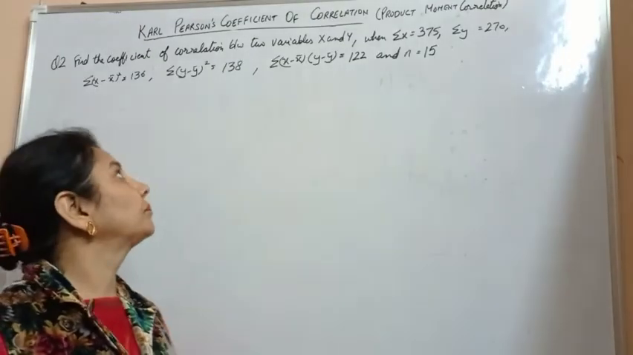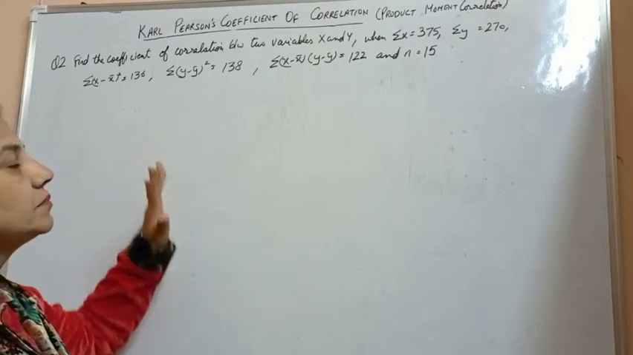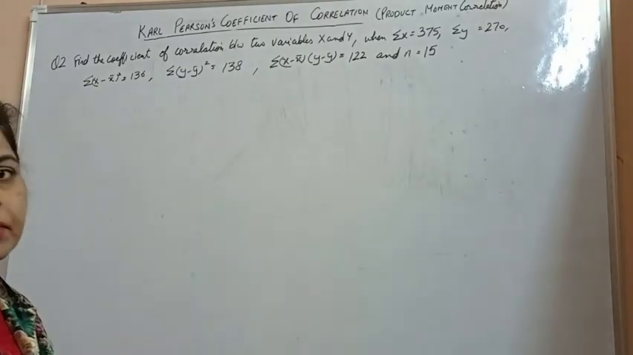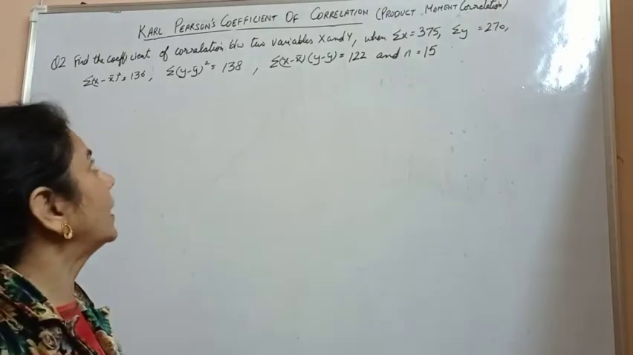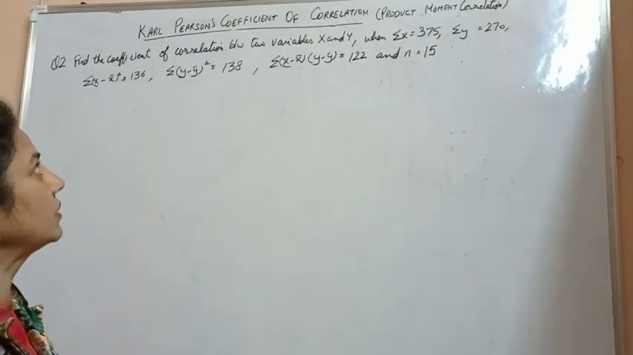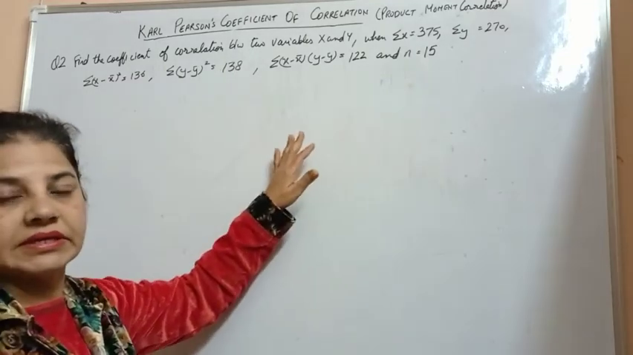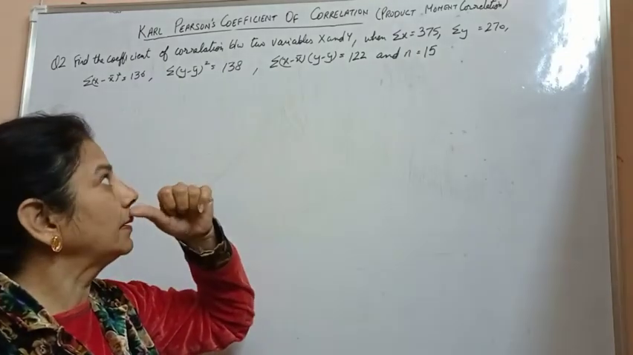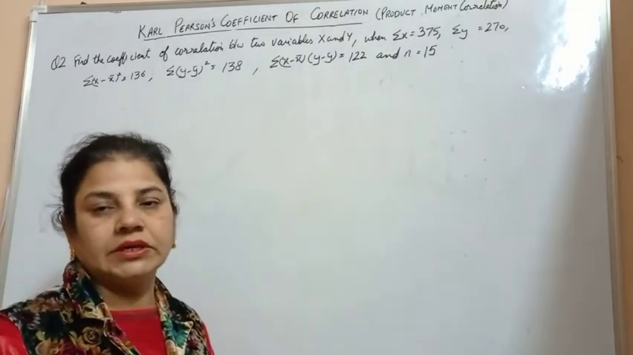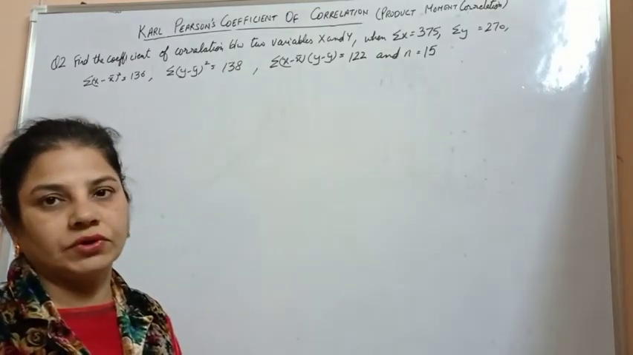The second question is: find the coefficient of correlation between the two variables x and y when sigma x, sigma y, sigma (x minus x bar) whole square, sigma (y minus y bar) whole square, and sigma (x minus x bar) into (y minus y bar) are given, and n is equal to 15. All these values are given to us. We have to find the coefficient of correlation.